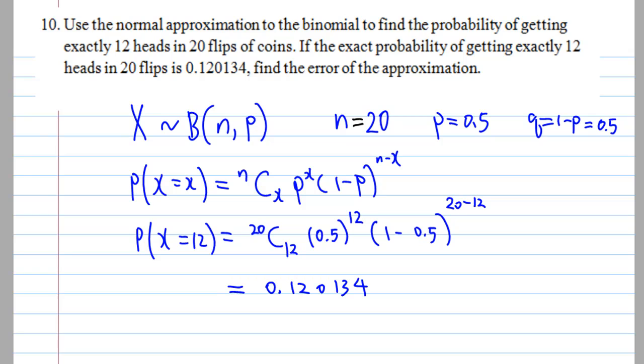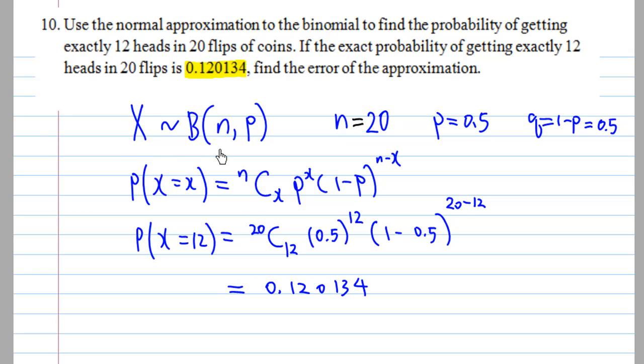This example will show you how good the normal approximation to the binomial is. We are given that the probability of getting exactly 12 heads in 20 flips of a coin is 0.120134. Find the error of this approximation by the normal distribution. First of all, let's look at how we get the exact probability of getting 12 heads in 20 flips.